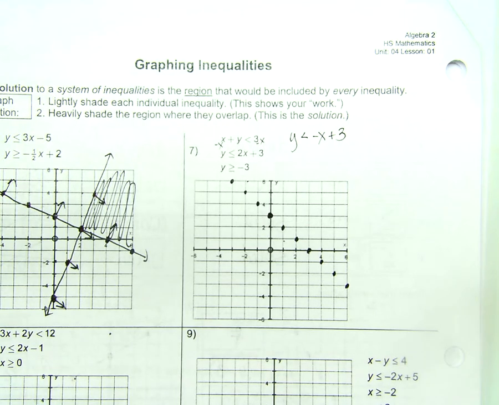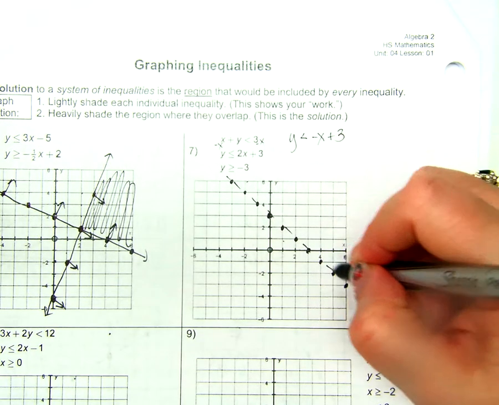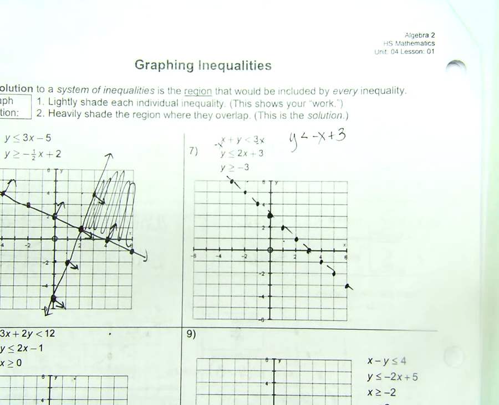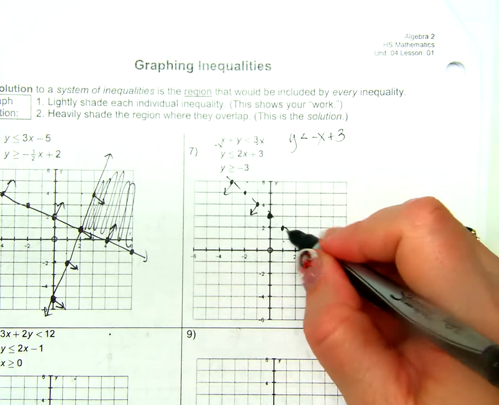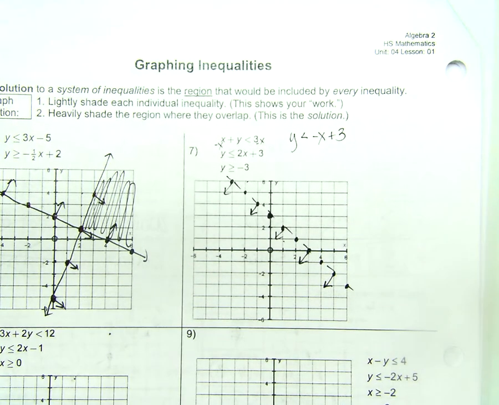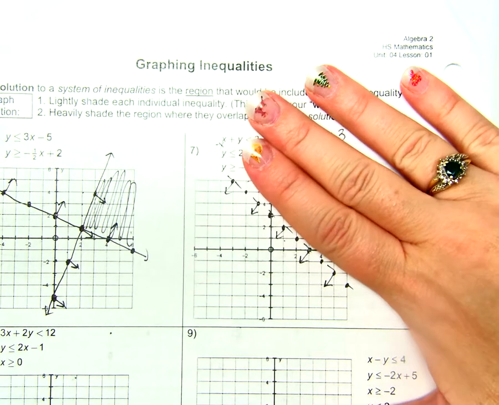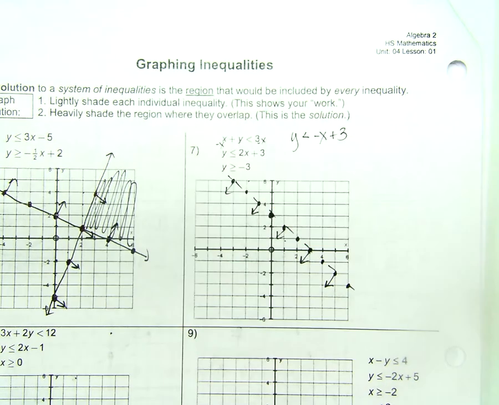Is this a solid line or a dotted line? This is a dotted line. Should I shade above or below? Below, because it is less than, right? Okay. So now I know that nothing up here can be my answer, right? There's no possibility that any of my answer can be up there, can it?